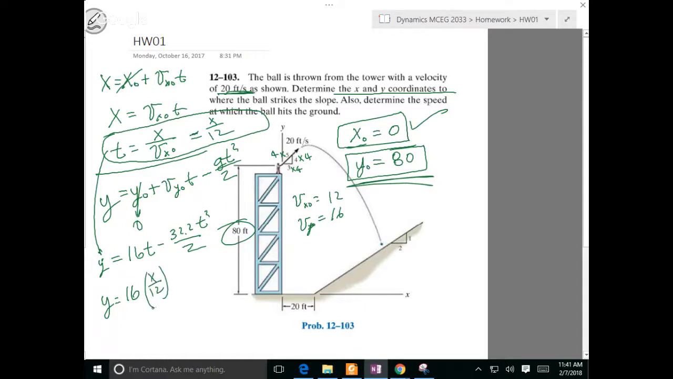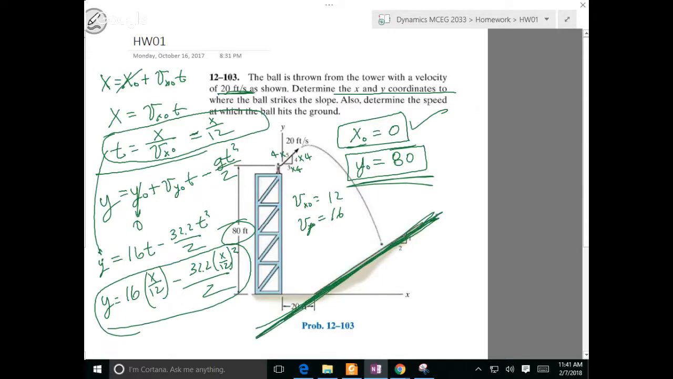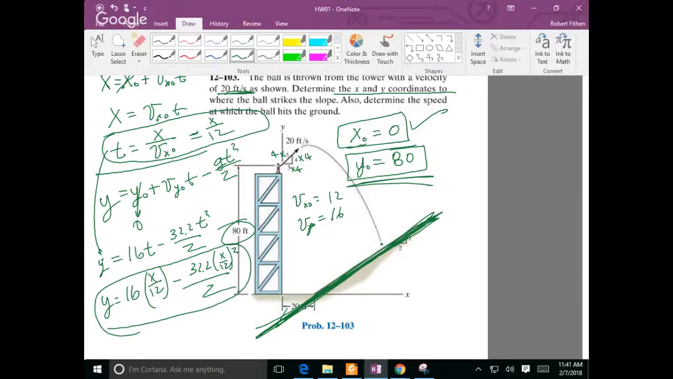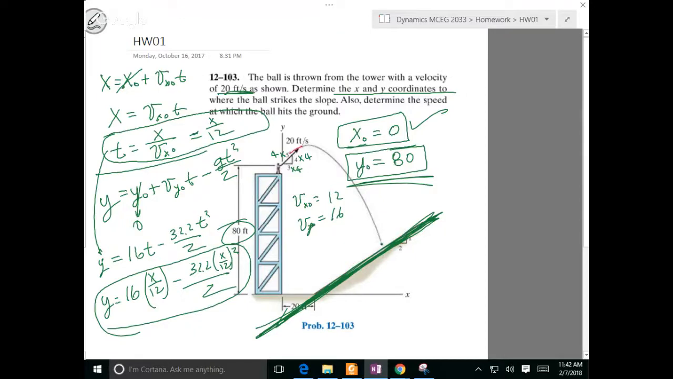X over 12 minus 32.2 X over 12 squared over 2. So you have y as a function of x, here. So this equation gives you y as a function of x, but you also have a line here. And I'm just going to write over this thing. So here is a parabola and the line. You'll end up solving for this point and that point. And so the key is, what is the equation of that line?